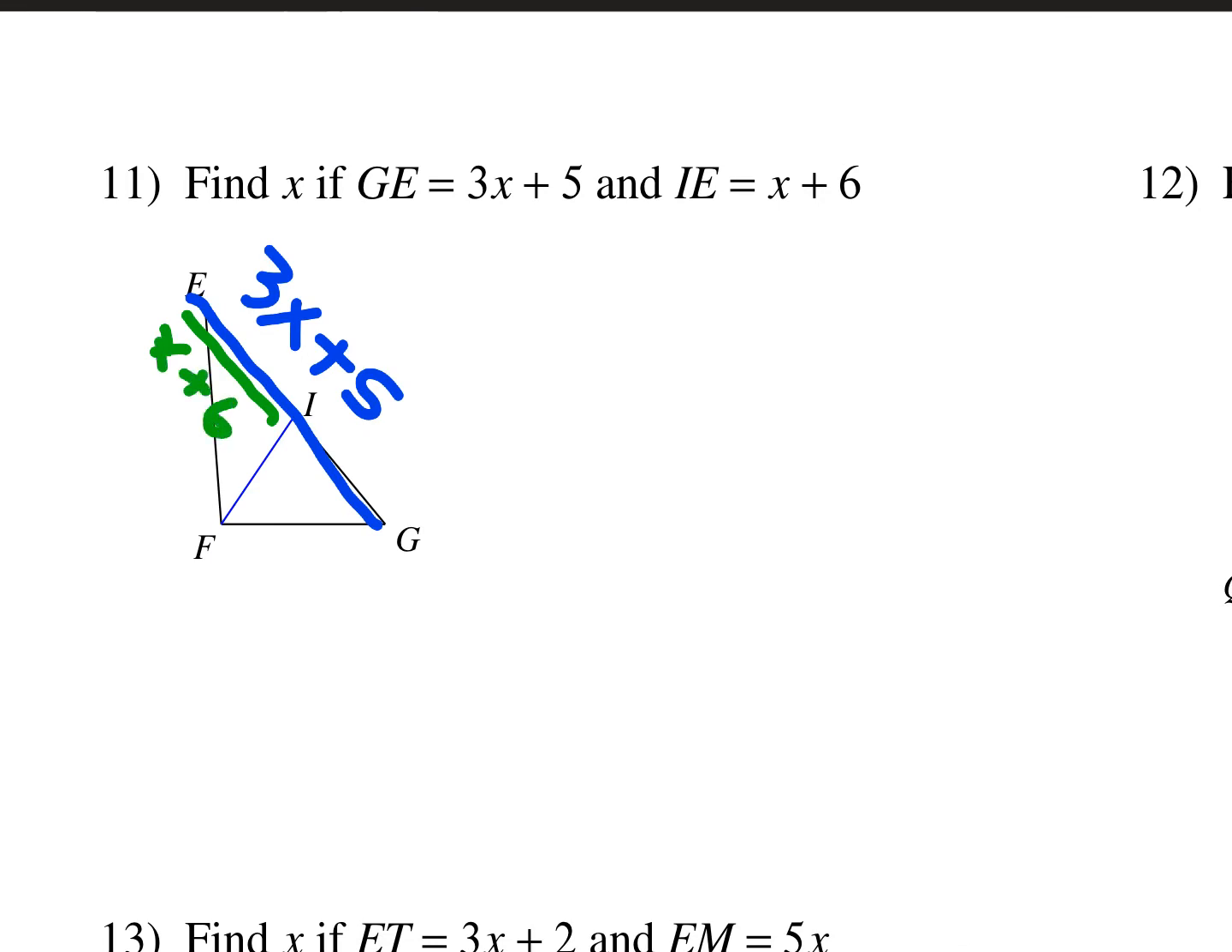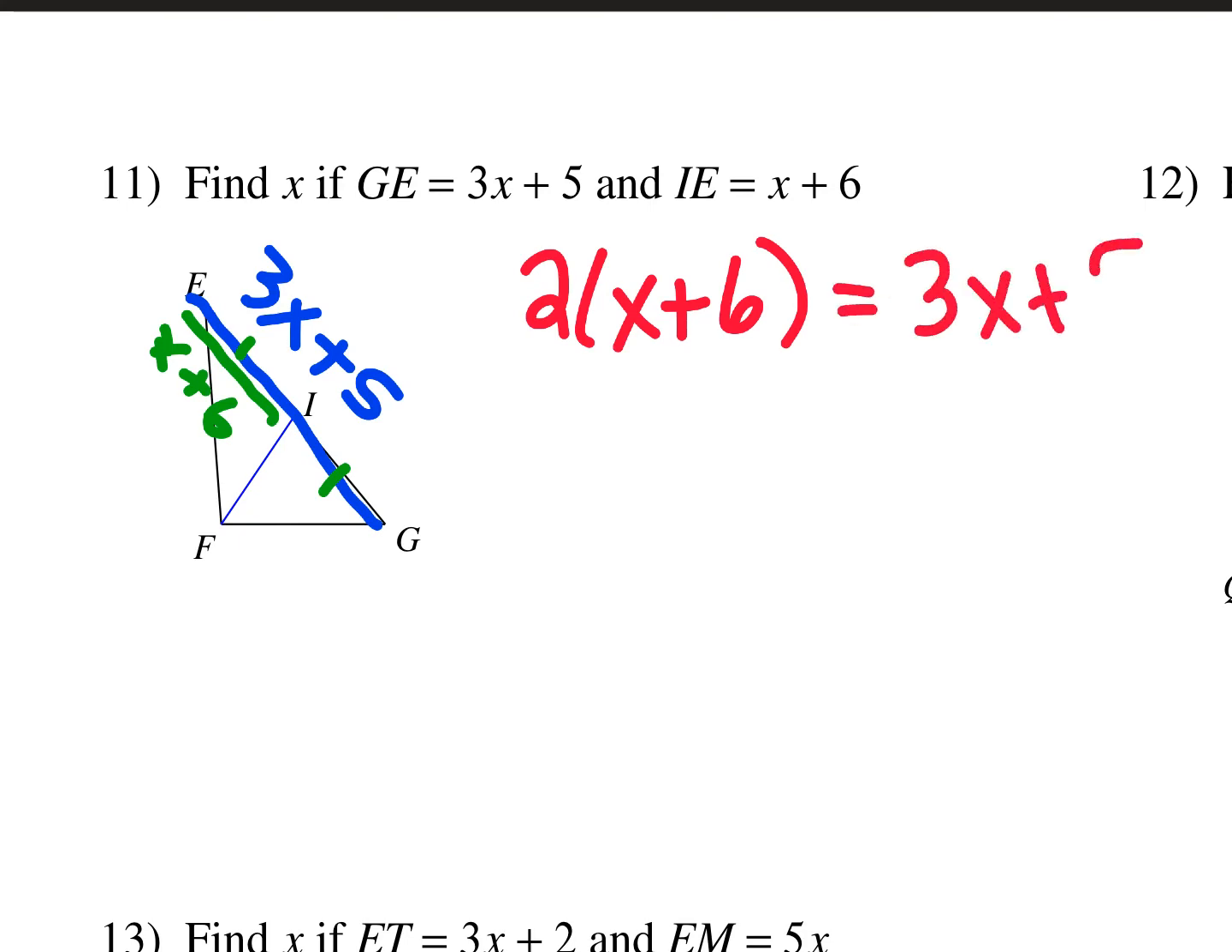Okay, so from the rules of medians, I know that both pieces are the same, which means that if I want the green line to be equal to the blue line that I have drawn there, I would have to times that green line by 2. So what I'm going to do is put a 2 on the outside of it. 2 pieces that are x plus 6 should be equal to the whole thing, which is 3x plus 5.